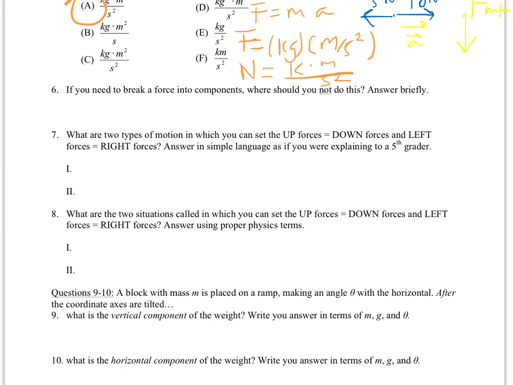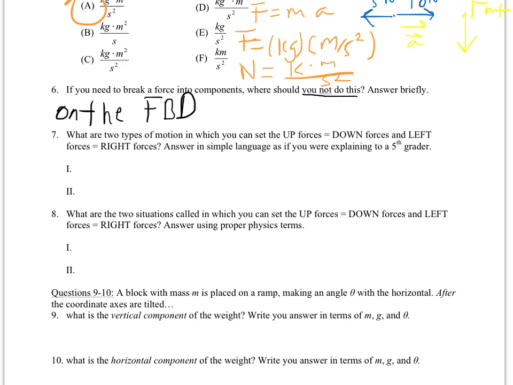Okay, this next question is not something we've talked a lot about. It says if you need to break a force into components, where should you not do this? You should not do it on the free body diagram. So whenever you draw a free body diagram, that's only forces. So a free body diagram is only forces, not components.